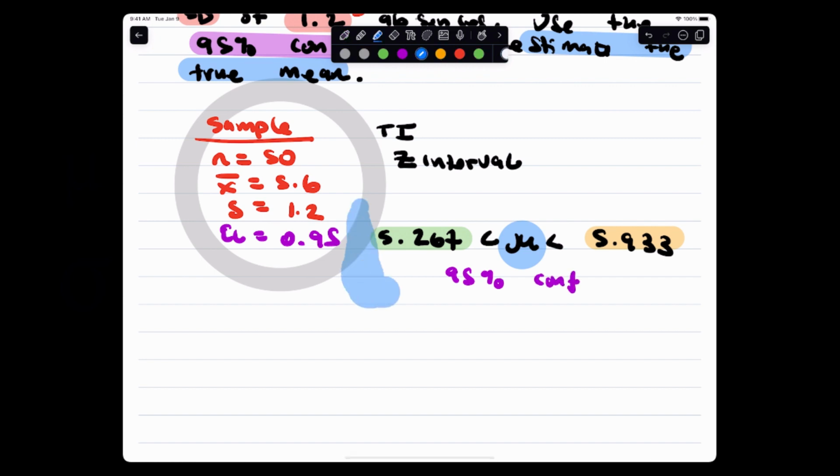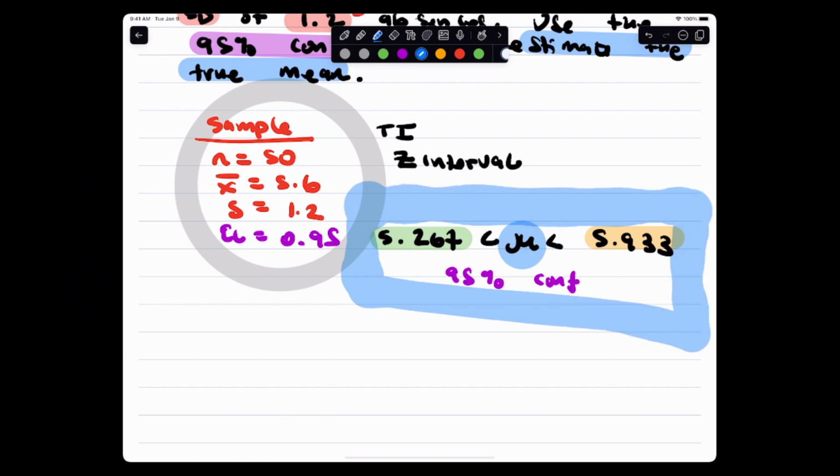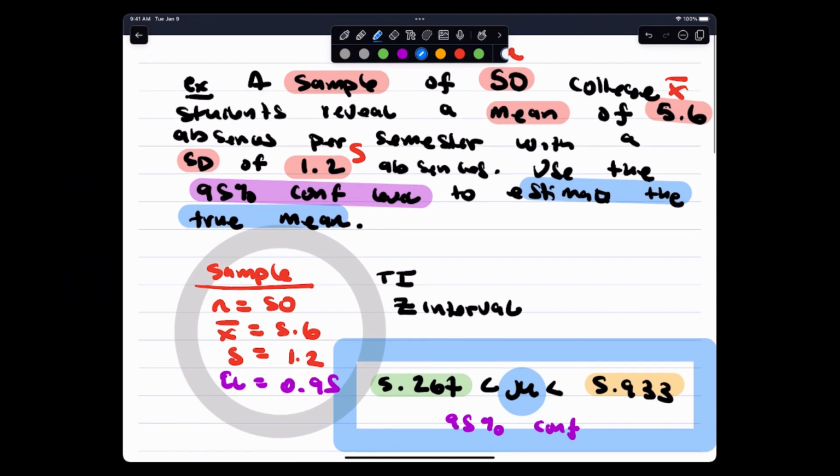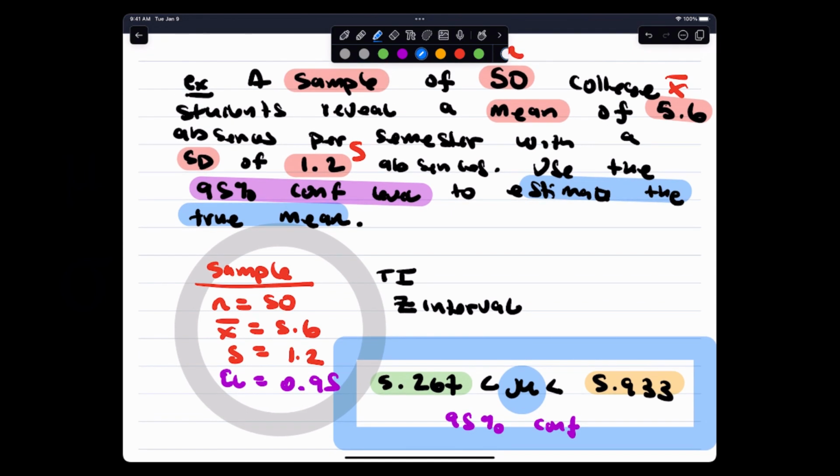And there you guys go. Okay. So this is the true mean absences, somewhere between 5.267 and 5.933. What do you guys think? Is that okay?